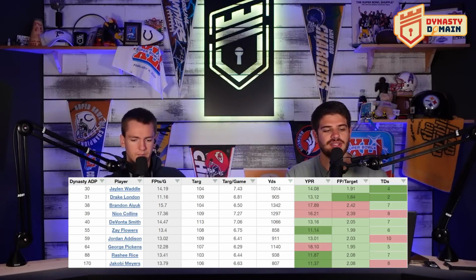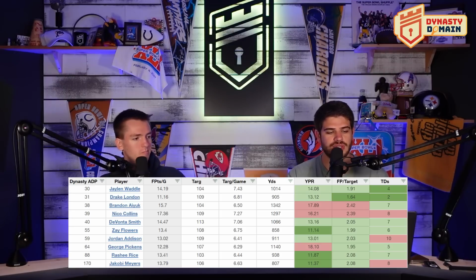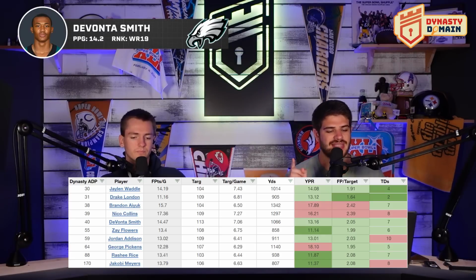Now, let's talk about the sweet spot here. The sweet spot are going to be the two safest guys that have room to increase. You see one guy here that's just solid light green all the way across, and that's Devonta Smith. Devonta Smith is the definition of a guy in this range that's going to get a number of targets that is sustainable. 13 yards per reception, sustainable. 2 fantasy points per target, sustainable. 7 touchdowns, that's sustainable. And then the other guy here, like you mentioned, was Zay Flowers.